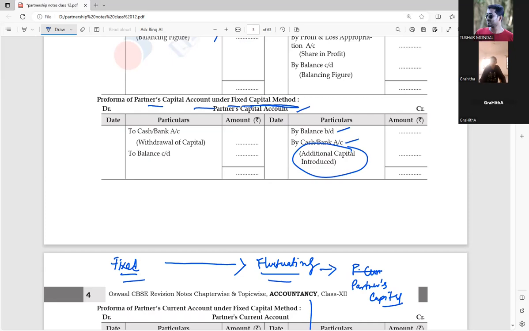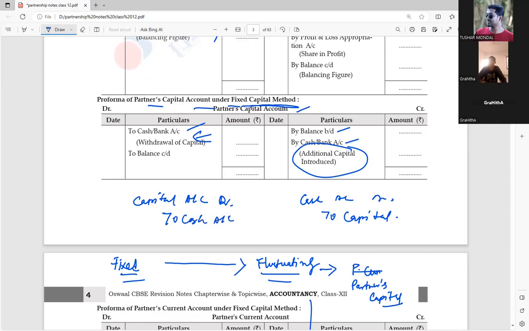And on the opposite side, what will come? To cash, if you withdraw any capital permanently. Remember that. Got the point? Yes. Drawings are not permanent, so drawings always go to the current account only, right? But for permanent withdrawal, what should the entry be? Normally when you introduce capital, you write cash account debit to capital account. Now for permanent withdrawal, you write the opposite: capital account debit to cash account or bank account.